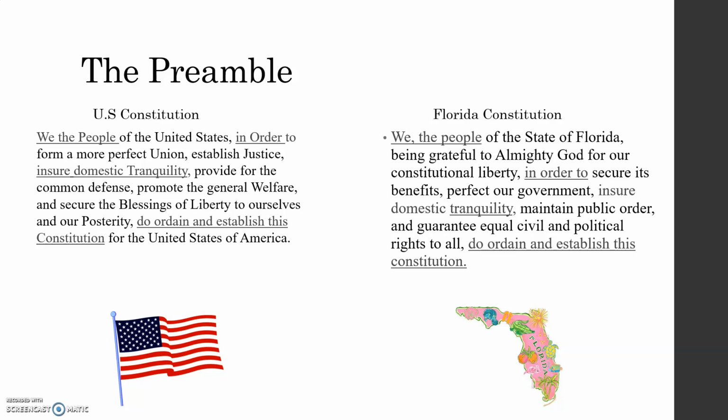Now, Florida's preamble is very similar. In fact, I underlined all the similarities throughout this entire PowerPoint for you guys. It starts off like this. We, the people of the state of Florida, being grateful to Almighty God for our constitutional liberty, in order to secure its benefits, perfect our government, ensure domestic tranquility, maintain public order, and guarantee equal civil and political rights to all, do ordain and establish this Constitution. They're both very similar, but you can see the key differences between the two.